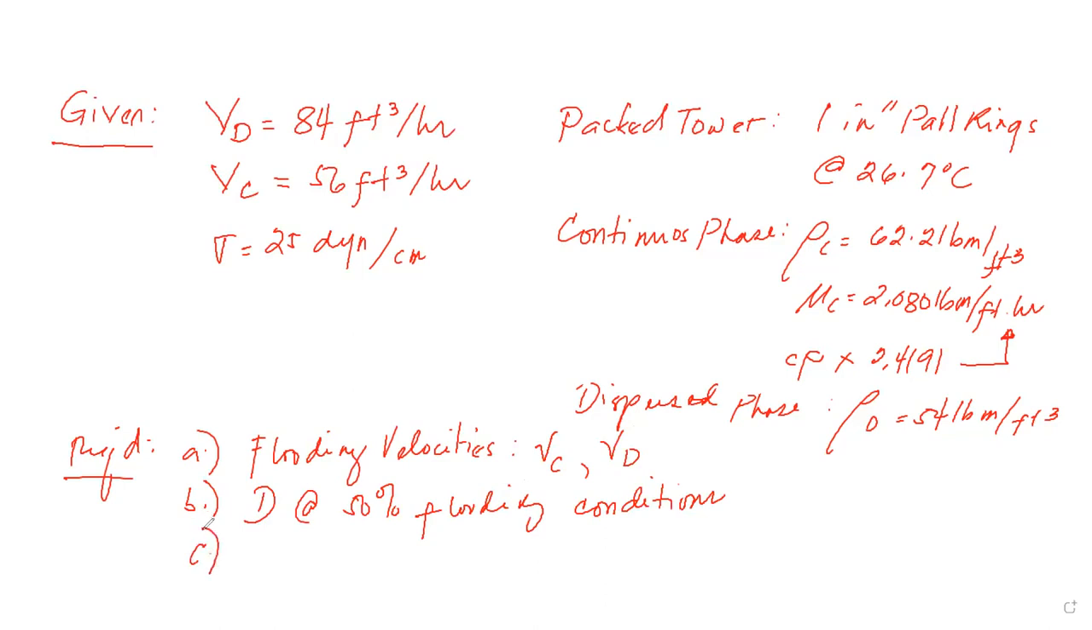Letter C, you are asked to determine the height of the tower. That would be the Z when n theoretical is equal to 5, if your tower has 5 theoretical stages. Okay, so now we will solve for the required information. Solution.